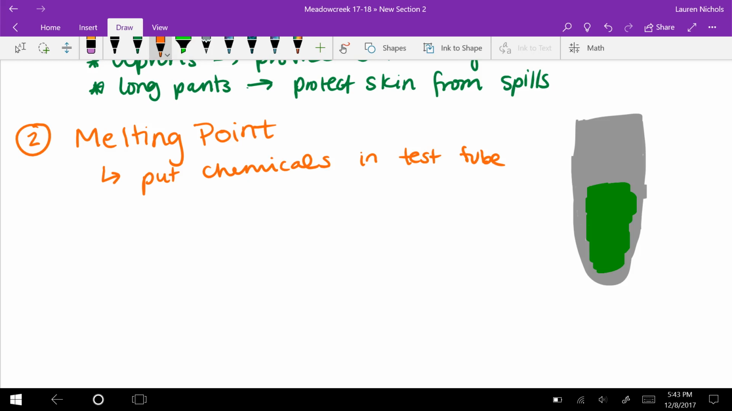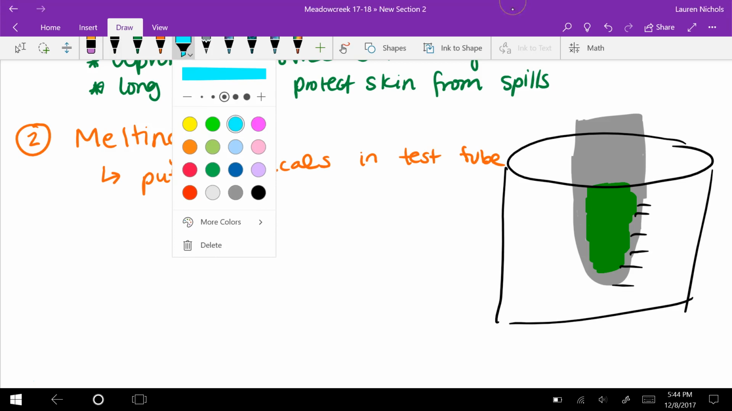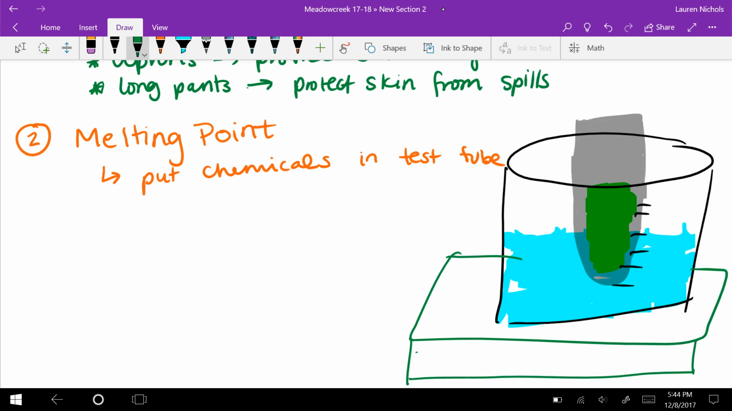And what we waited to do was we waited for them to melt. But the way we melted them is we put that test tube in a beaker that had the measurements on the side, and that beaker had water in it. We're going to put our water in here. And this beaker with water and our test tube was sitting on a hot plate. So let's draw our little hot plate here. Hot.